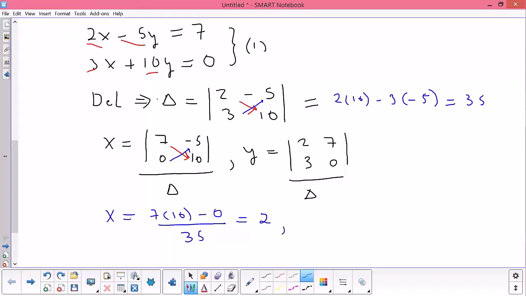If you want y, y is going to be 2 times 0 minus 3 times 7. So I would write here that y is equal to 0 minus 21 all over 35. And of course, 7 into minus 21 is minus 3, and 7 into 35 is 5. That's how you get the solution.